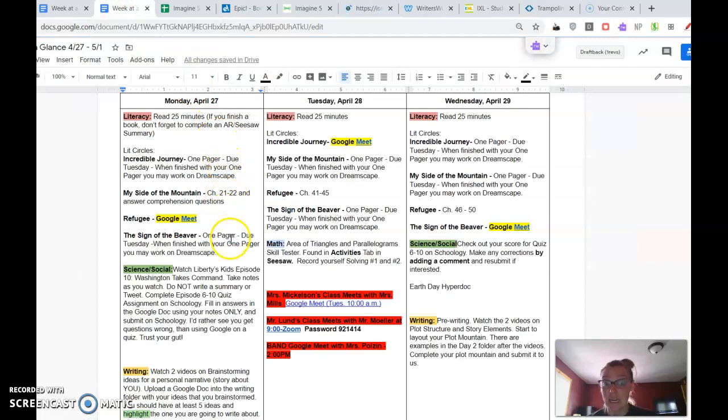So Incredible Journey, Sign of the Beaver, you are working on that. My Side of the Mountain, you are finishing chapters 21 and 22 and answering those comprehension questions, as well as taking the AR test on that book. Okay, Refugee, we have a Google Meet, and this week you'll finish the book and then you'll start to work on your one-pager as well.